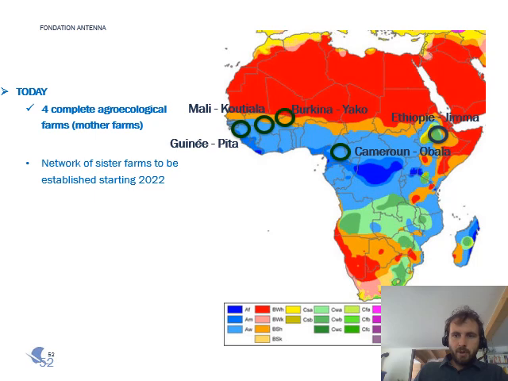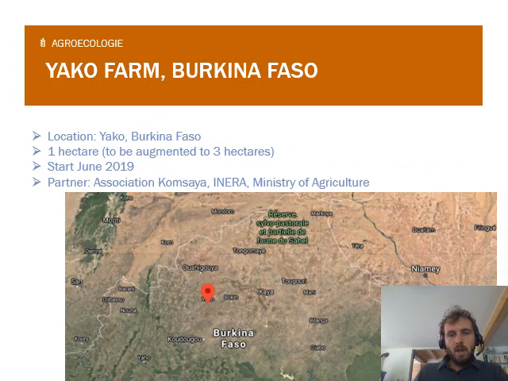So that was it for the presentation of a precise example of an agroecological farm. Now we will just look quickly at the different farms that we have so far. First of all, we have the farm of Yako in Burkina Faso. It's a farm of 1 hectare that we started in 2019.